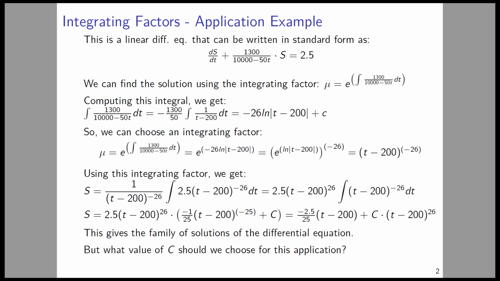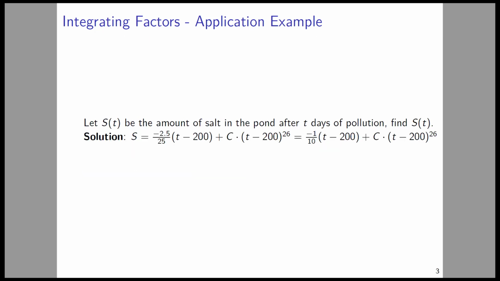But what value of c should we choose for this particular application so that we just have one function modeling the amount of salt in the pond? We know that S of t is the amount of salt in the pond after t days of pollution, and S of t we found to be negative 2.5 over 25 times t minus 200 plus a constant times t minus 200 to the 26th, where the first coefficient can be simplified as negative 1 over 10, but we still need to find what c is.